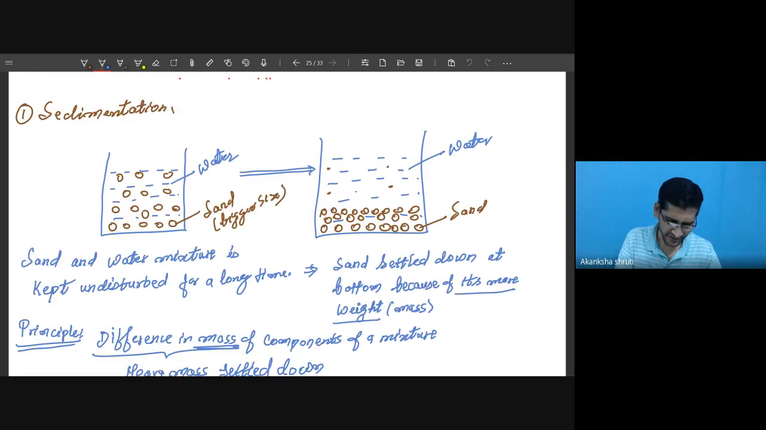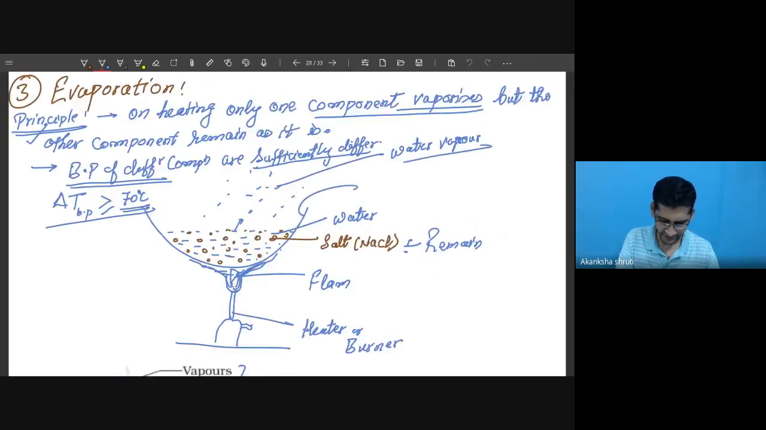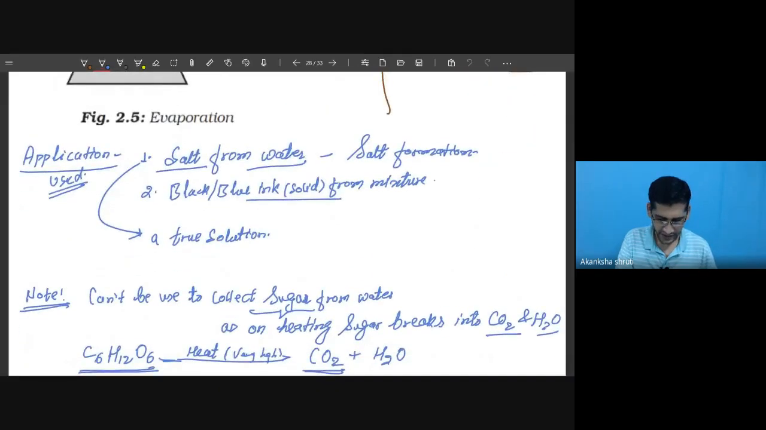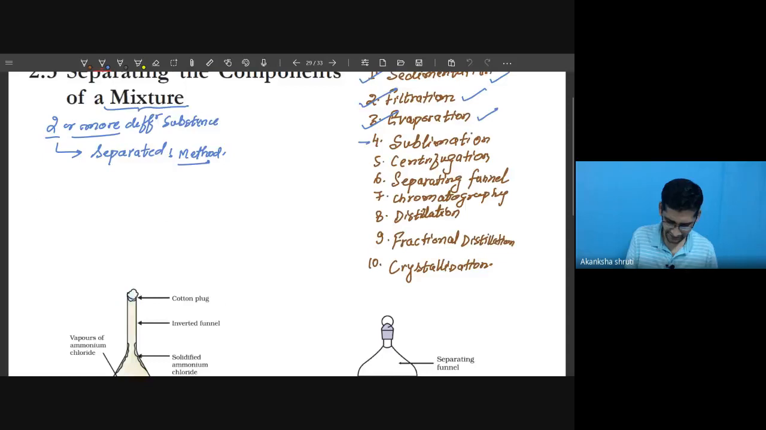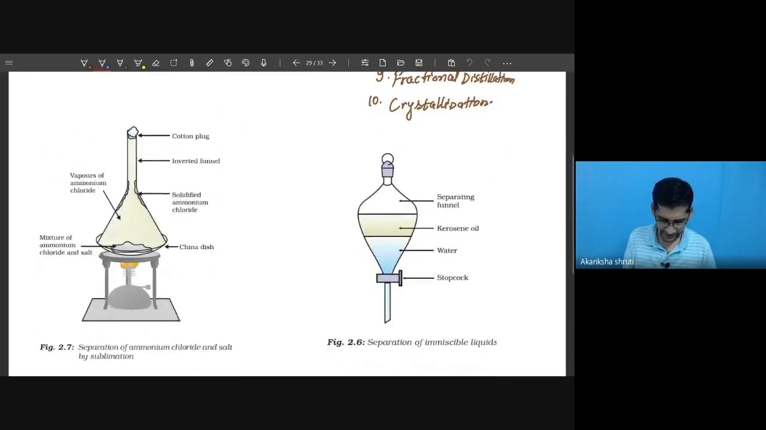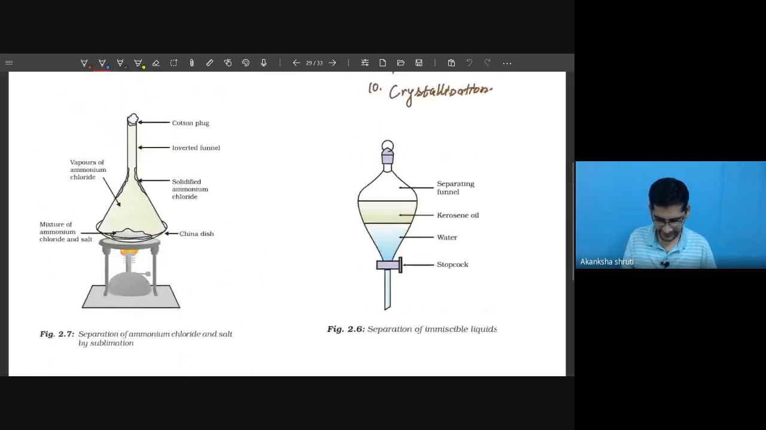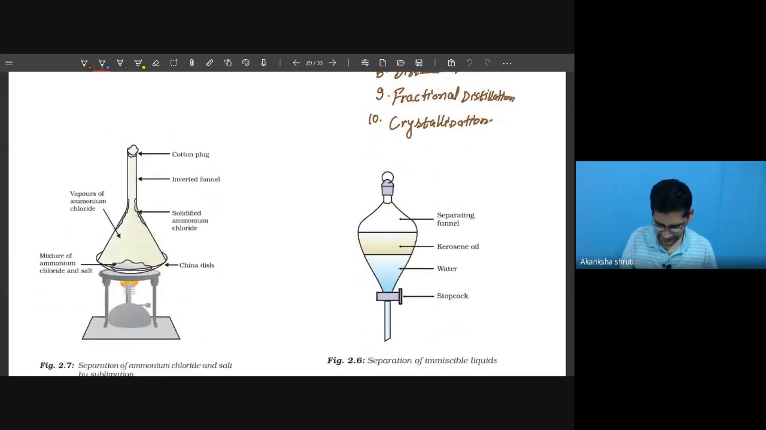Students, we have already finished three methods in too much detail: the first was sedimentation, the second was filtration, and the third was evaporation. Now the next one is sublimation. So what is sublimation? That we will know. Students, keep in mind, I have selected some figures from your books. I will take the reference of these figures. This figure, 2.7, is for sublimation.